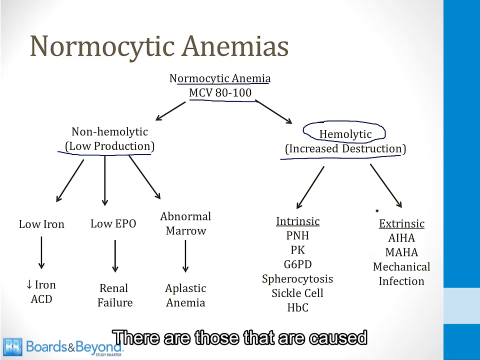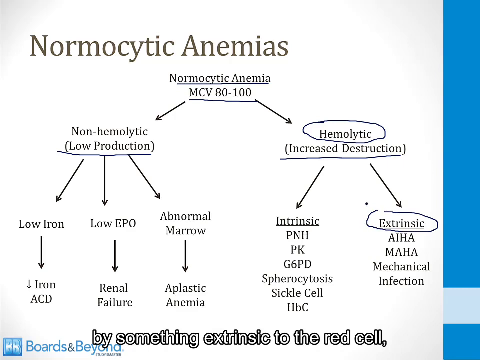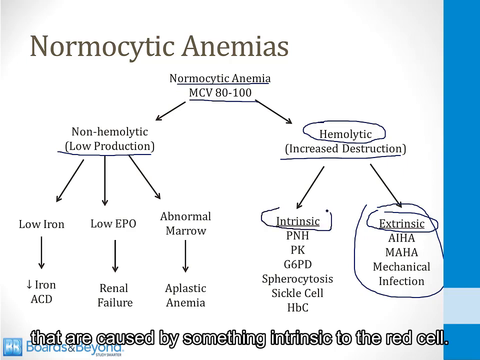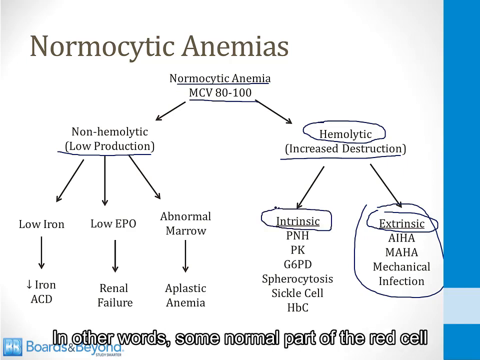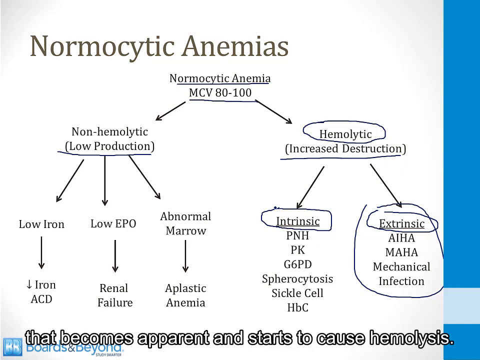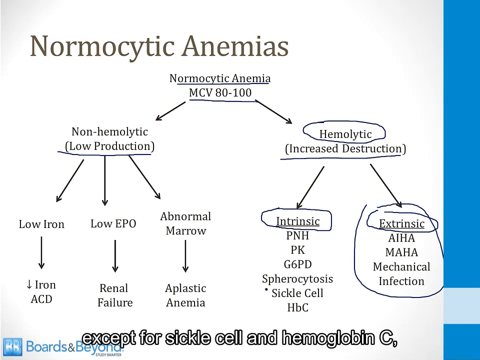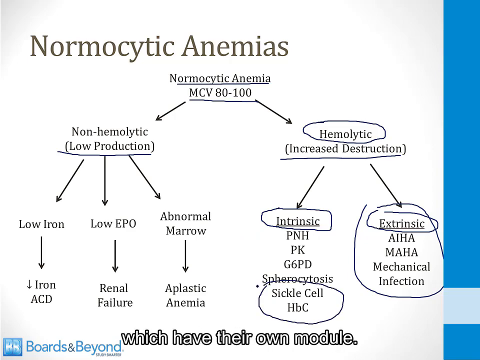There are those that are caused by something extrinsic to the red cell, and we have our own module on these. In this module, I'm going to talk about hemolytic anemias that are caused by something intrinsic to the red cell. In other words, some normal part of the red cell that becomes aberrant and starts to cause hemolysis. So we'll talk about a number of these disorders. I'll talk about all of them except for sickle cell and hemoglobin C, which have their own module.